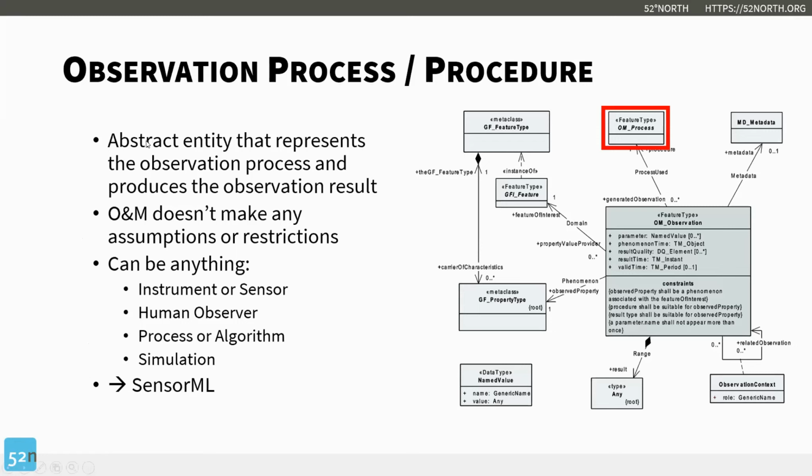Further, we have the observation process. I mentioned that that's the way how the observation was generated. As I mentioned, that could be an instrument, a sensor, can be a human observer if you look at citizen science projects, can be some process or algorithm which has been applied to do some calculation of data based on raw input data, or finally could also be some kind of simulation. And here we usually have a reference to a SensorML document, Sensor Model Language, which provides us then the detailed metadata about this process which has generated the data.